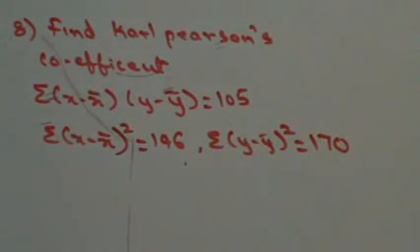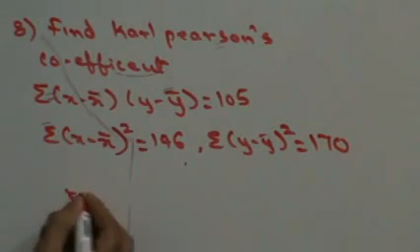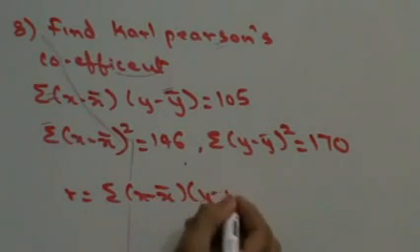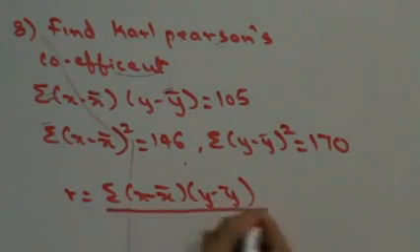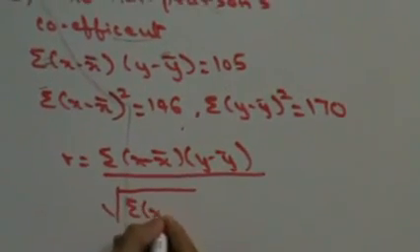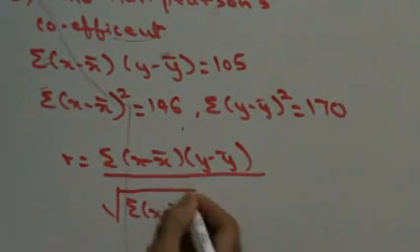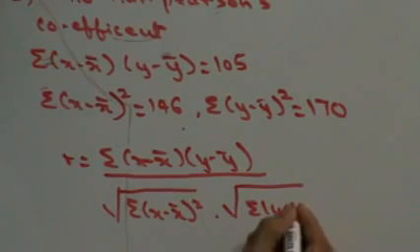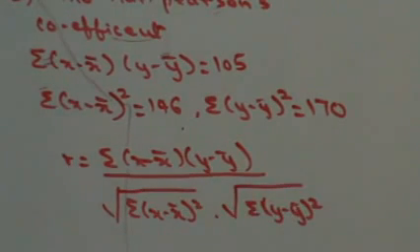Right now, here they haven't given you standard deviation, but they've given you the square of the mean difference. In that case, I can say that R is sigma x minus x bar y minus y bar upon square root of sigma x minus x bar the whole square into square root of sigma y minus y bar the whole square. That's another formula to find Karl Pearson's coefficient when the data is given to you in this manner.